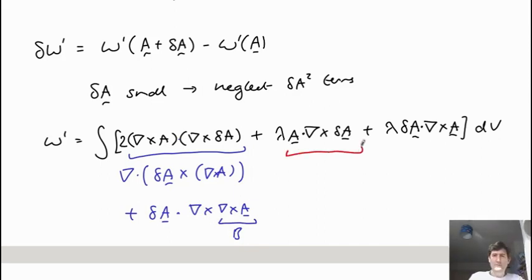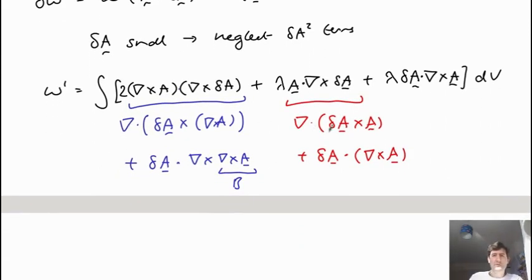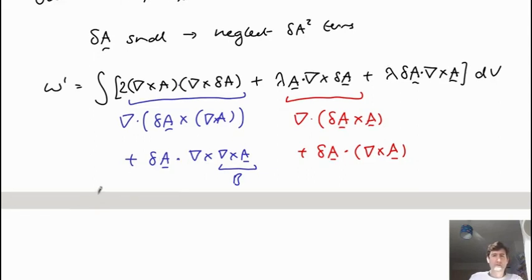So this term here, you can expand as another divergence. So this is a divergence of delta A crossed with A. And then you get another term, which is delta A dotted with curl of A. You see it's essentially the same as this term here, but you have this extra divergence in there. Okay, so now we can group together some of these terms. So we now have integrals over the volume of two divergence terms, plus these two, which are essentially the same, and then plus that one. So I'll write this out again here.